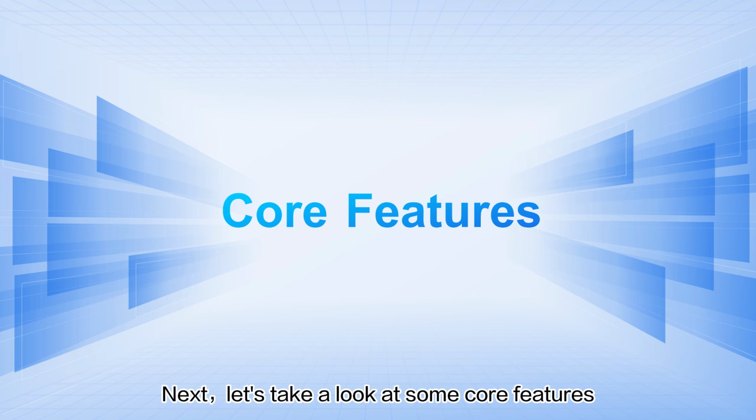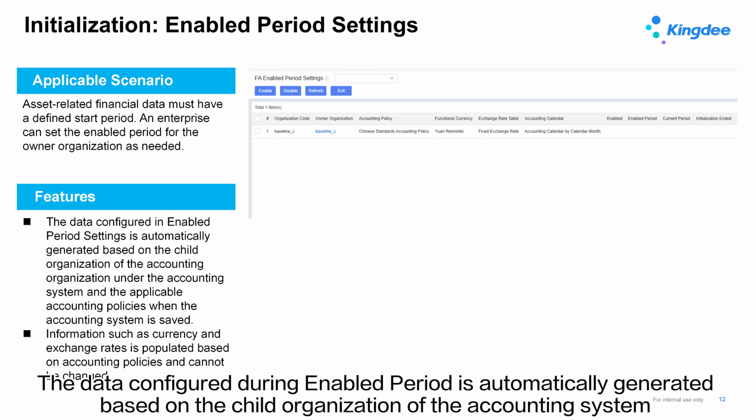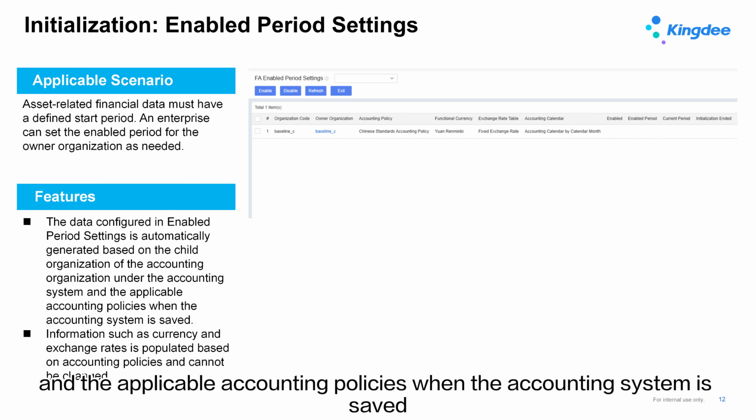Next, let's take a look at some core features. The Enabled Period Settings feature supports setting a period when the system is enabled. The data configured during enabled period is automatically generated based on the child organization of the accounting system and the applicable accounting policies when the accounting system is saved.